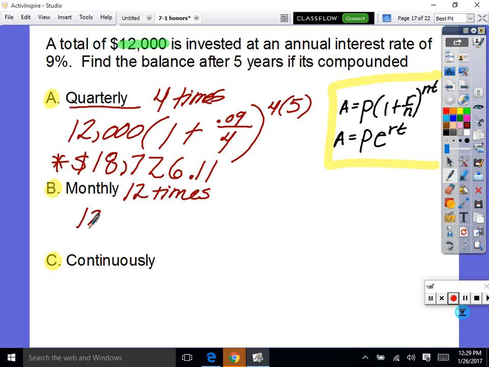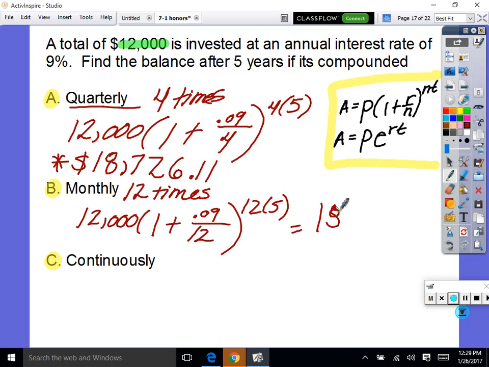So then we would do 12,000 times 1 plus 0.09 is still our interest rate, but now we're getting interest 12 times. So 12 times 5. Make sure all of this is in your calculator. That's got to have parentheses around it when you type it in. So this one's coming out with $18,788.17. So a little bit more than this one, but not a whole heck of a lot more.